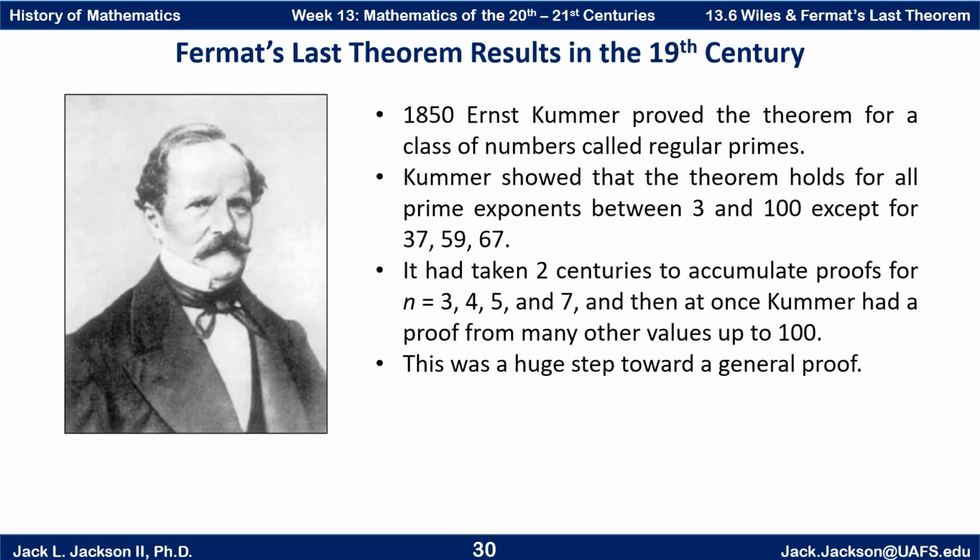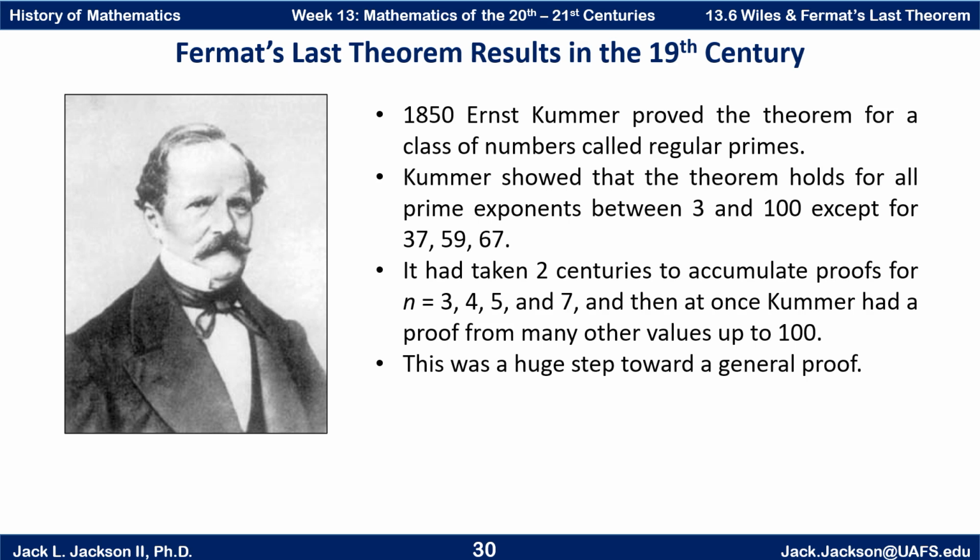Ernst Kummer proved the theorem for a class of numbers called regular primes. He showed that the theorem holds for all prime exponents between 3 and 100, except for 37, 59, and 67. So he was able to work it out for lots of different prime powers.